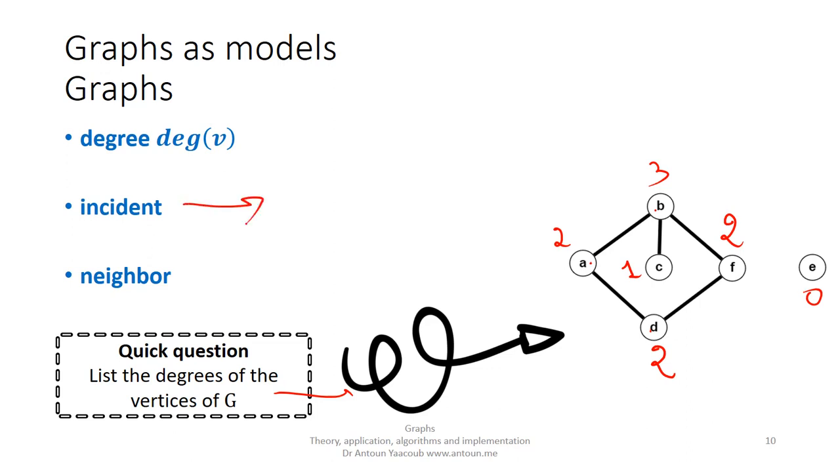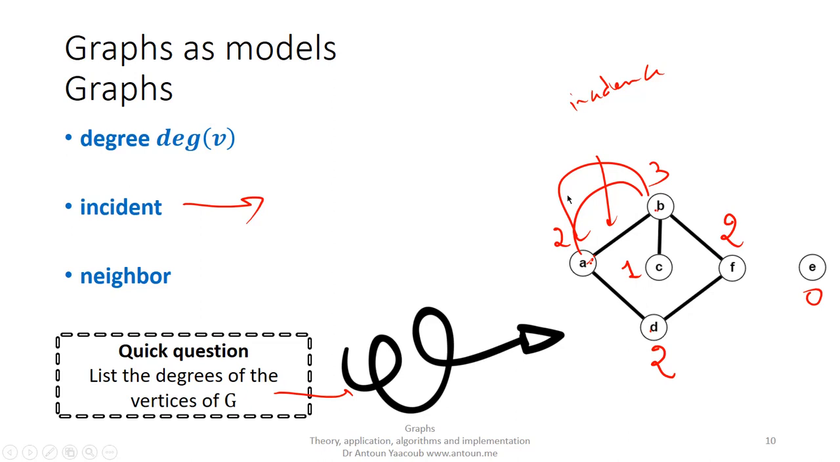As for incidence, it is for edges. We say that edge AB, for example, is incident to A and incident to B. So incidence is for the edges, incident to both ends of the edge. Also, if I have an edge A and B in the set of edges, then we can say that A is a neighbor of B and B is a neighbor of A. They are neighbors because there's an edge that links those two vertices. So those are the notions.